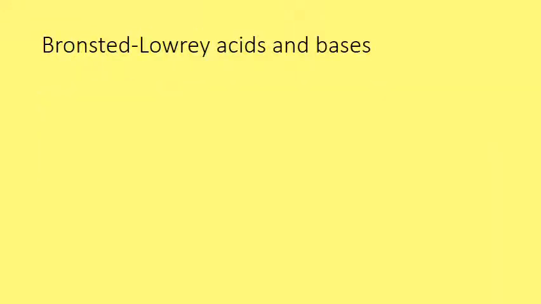Okay, you may not have known it, but the definition of acids and bases that you've been working with so far is called the Arrhenius definition. But here we have Bronsted-Lowry as a different definition of acids and bases. Bronsted and Lowry were two chemists of yesteryear, and what they said about acids and bases is that a Bronsted-Lowry acid is a proton donor.